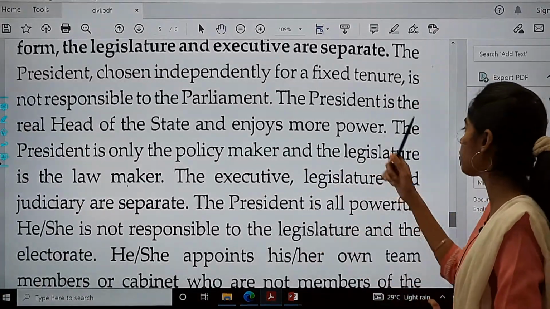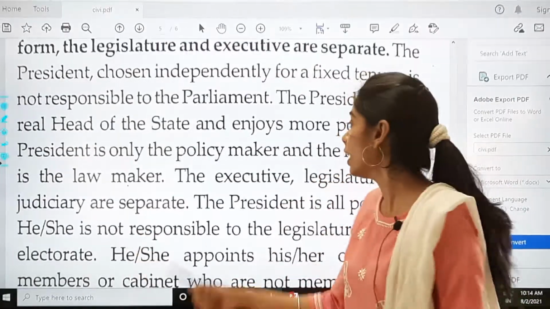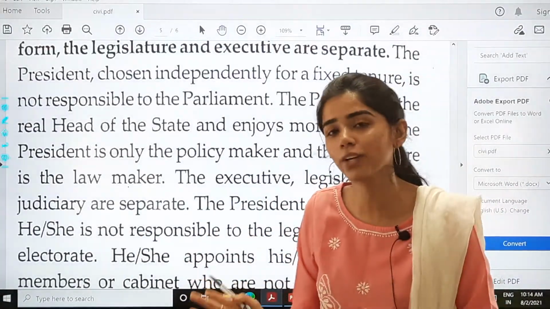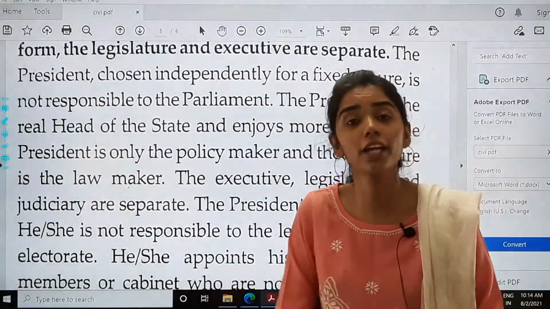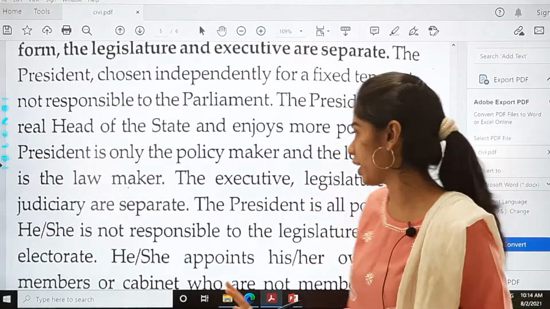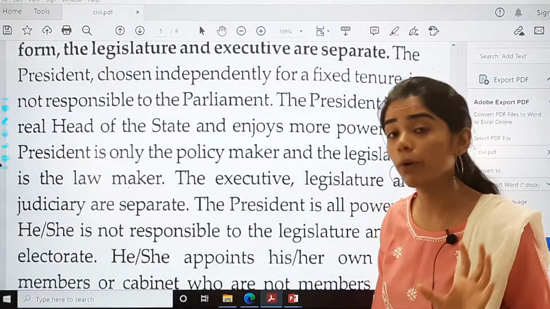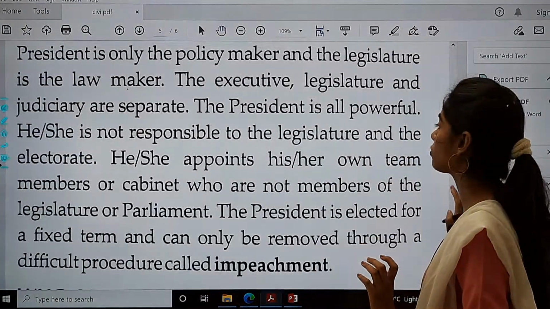The executive, legislature and judiciary are separate. In this, everything is separate. You can see legislature is separate, executive is separate and judiciary is also separate. The president is all powerful. President जो है वो बहुत powerful होता है.